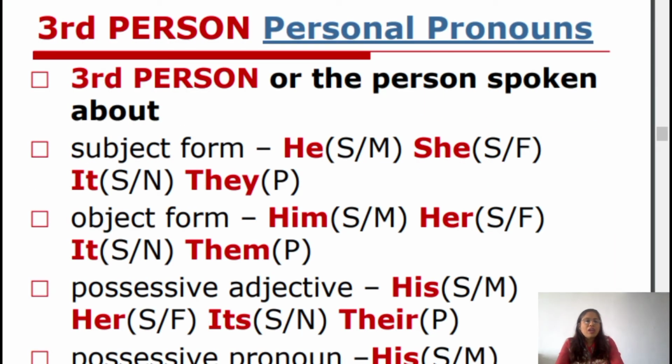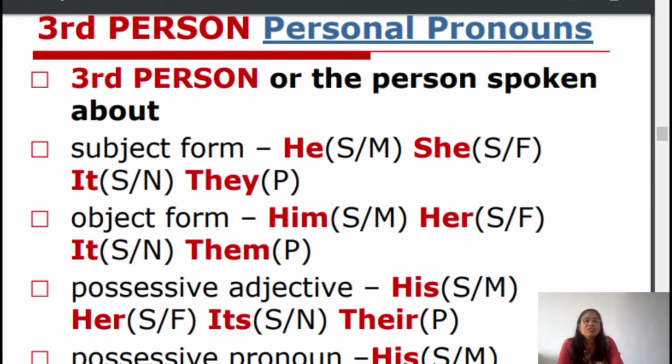Let's have a look at the third person personal pronoun. First of all, let us understand what is the meaning of third person. Third person refers to the person about whom we are speaking. Most of the time, the person who is not present along with us at the time of conversation is referred to as the third person.